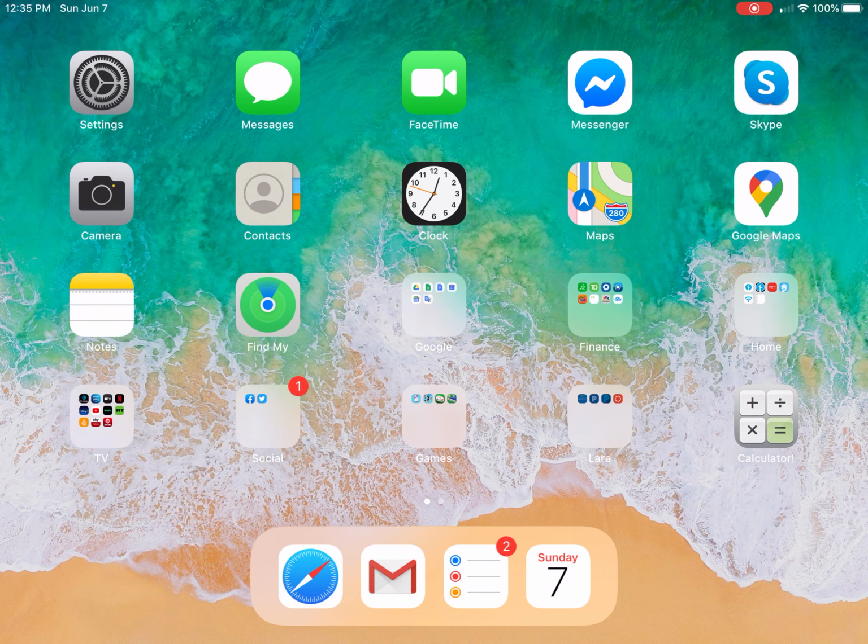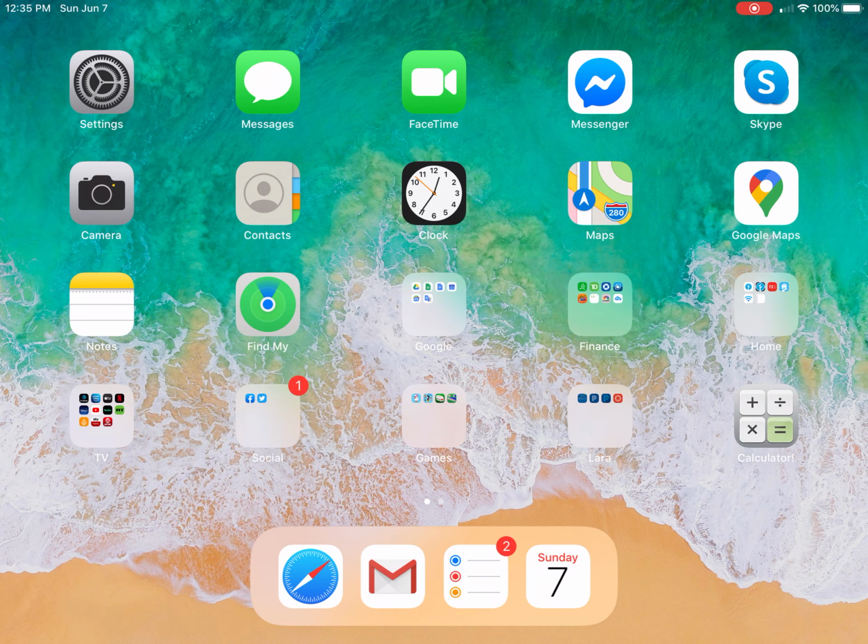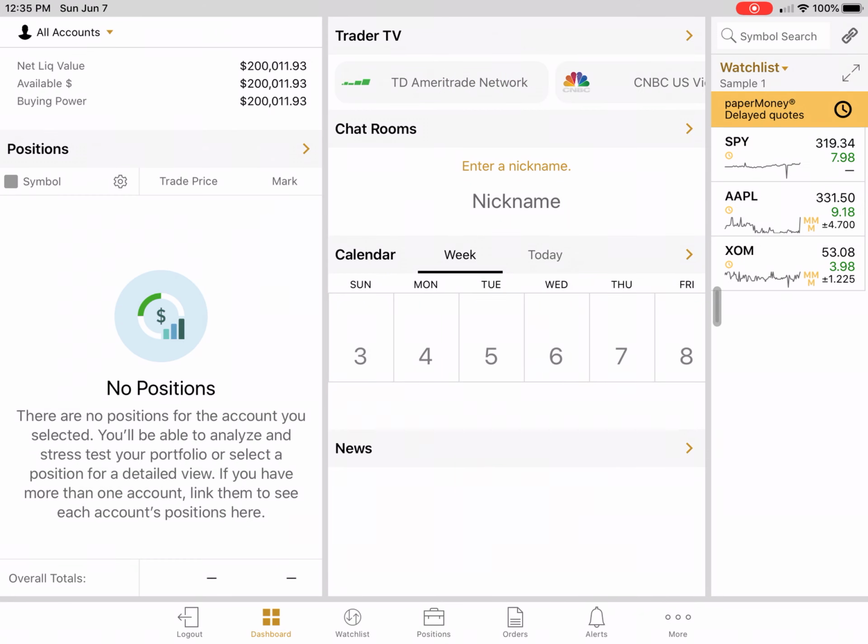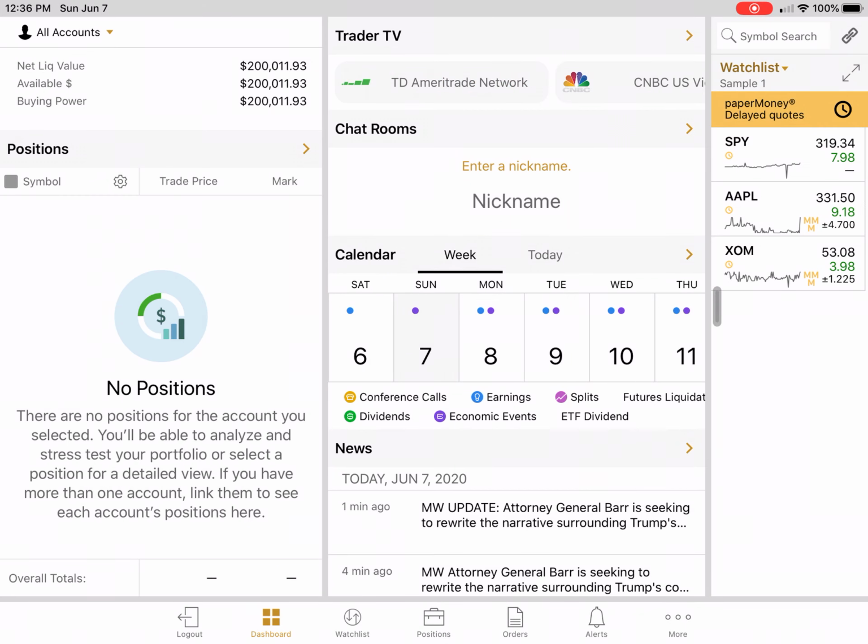In this video, I'm going to show how to write a put option. I'm on my iPad and I'm going to start the Thinkorswim app. I already chose the paper money. So as you can see, I have $200,000 and no positions.